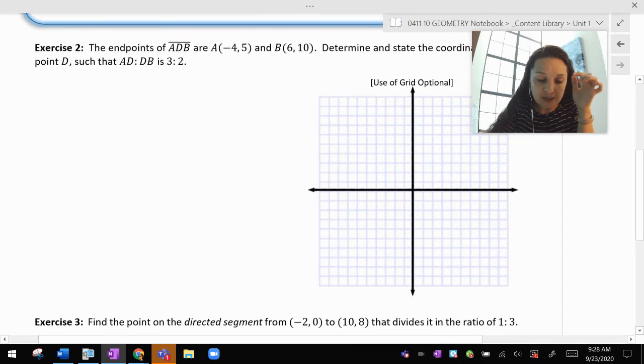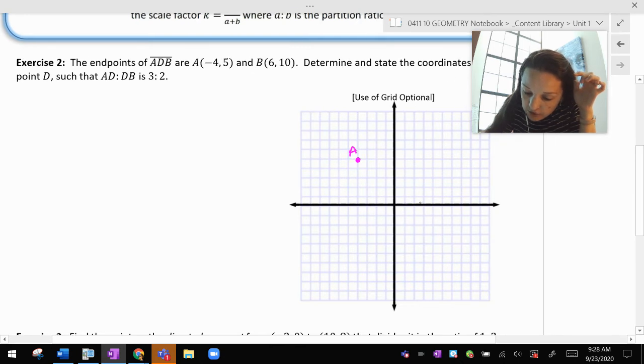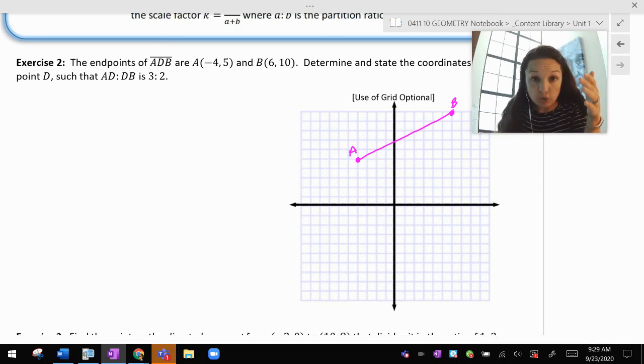This problem says the endpoints of AB are negative 4, 5, and there's A, and 6, 10. Way up here. It says determine the coordinates of D such that AD to DB is 3 to 2.